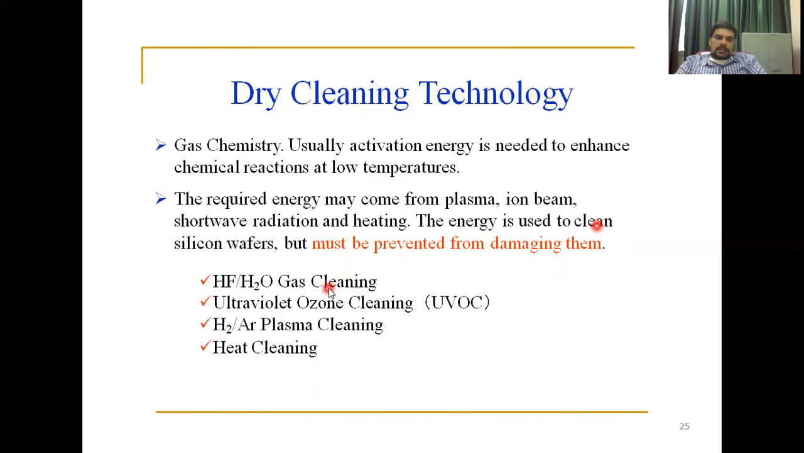There are certain methods that we use in dry cleaning: HF/H2O gas cleaning, ultraviolet ozone cleaning, H2 argon plasma cleaning, and heat cleaning. These are the technologies that are used in dry cleaning. So this is all about wafer cleaning technologies. Thank you.